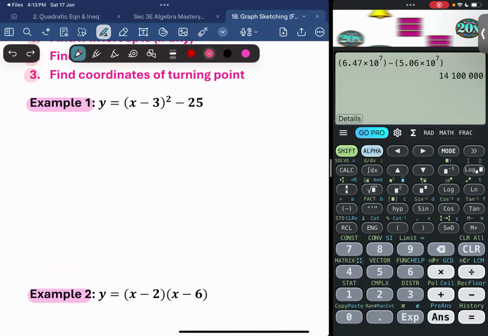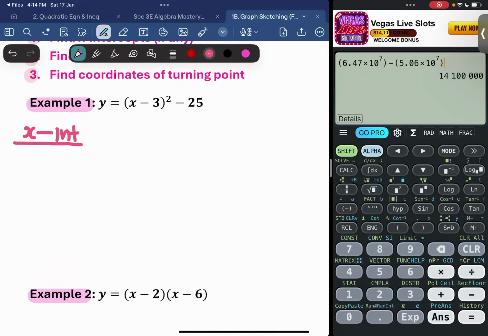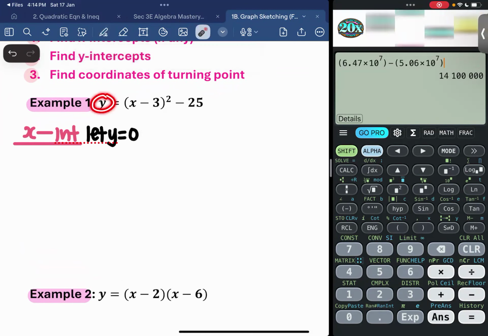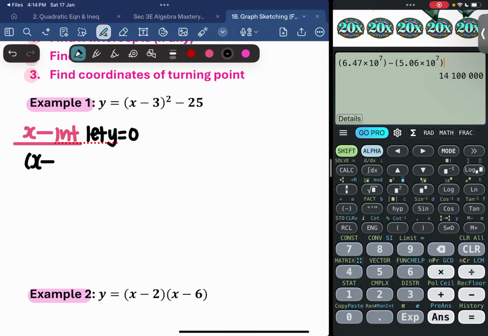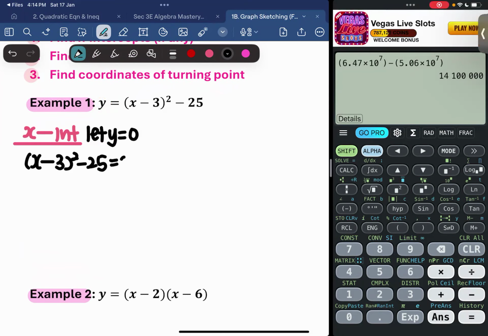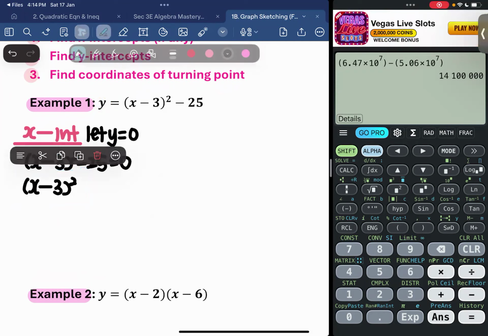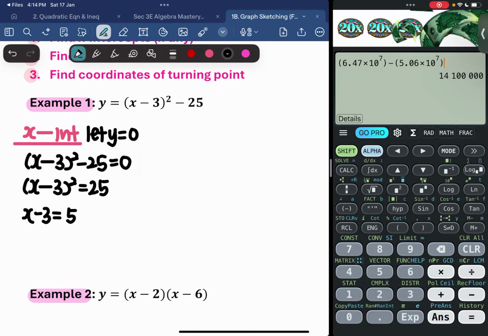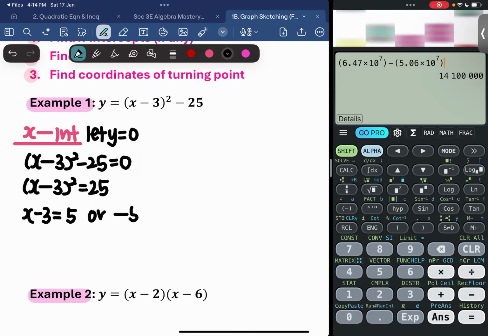First thing first, we're going to find the x-intercept. When you want to find your x-intercept, always remember you are finding values for x. So you're going to let the other alphabet, y, equal to 0. You put 0 inside here. So we have (x minus 3) squared minus 25 equals to 0. You do not expand, just bring over the 25 first. When you bring over the 25, open up the square, it is positive square root 25 and negative square root 25. Always remember there are two answers.